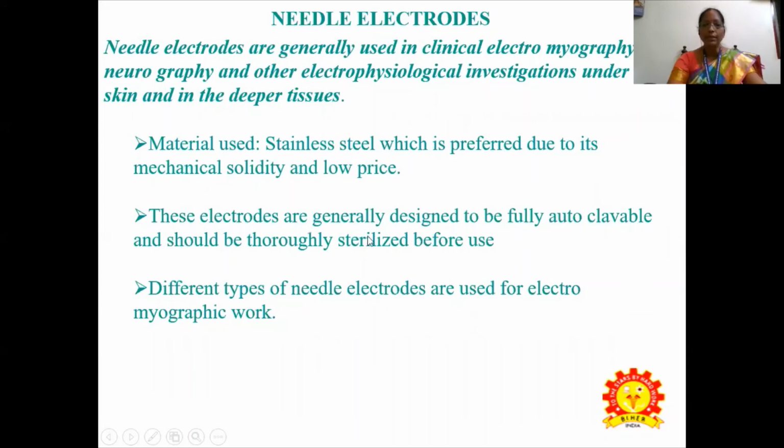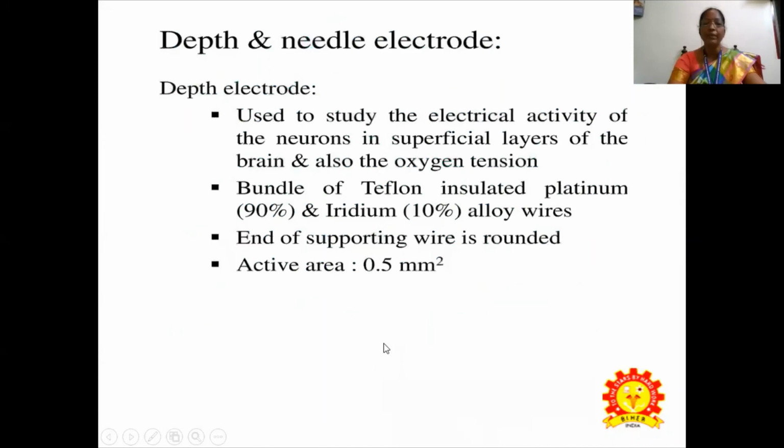Needle electrodes are generally used for clinical myographies or neurographies and other electrophysiological investigation under the skin and in deeper tissues. The material used is stainless steel, which is preferred due to its mechanical solidity and low price. These electrodes are fully autoclavable and can be thoroughly sterilized before use. Different types of needle electrodes are also used for electromyographic work.